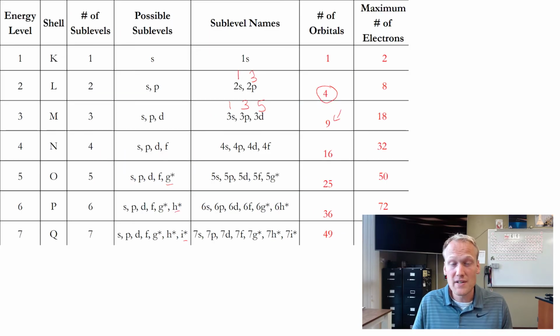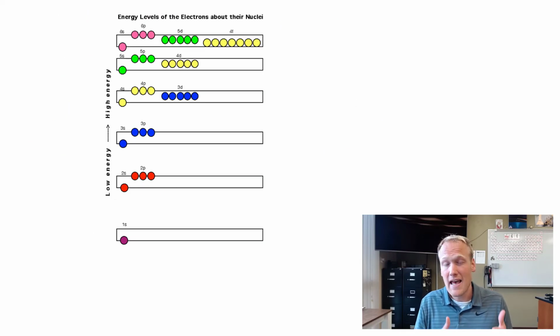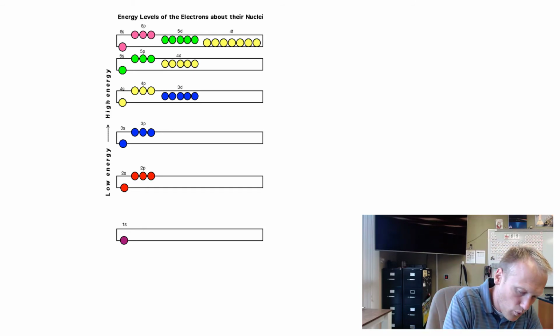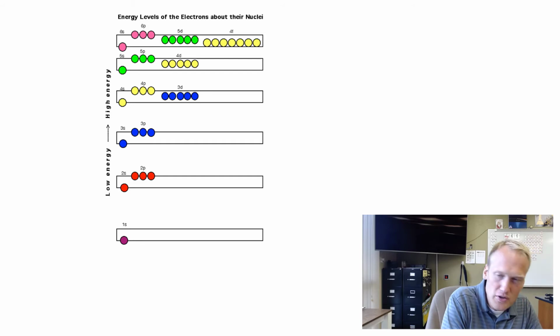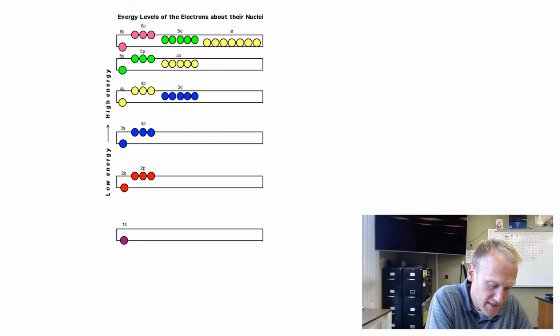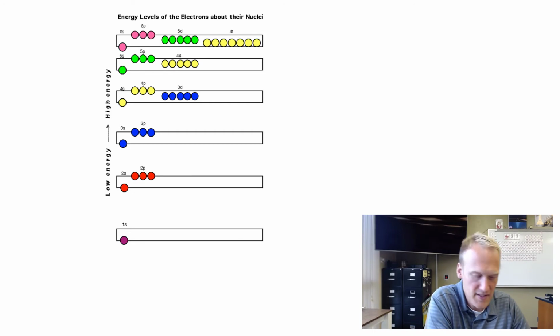So this is the last slide, and you can see how we've mapped out all 7 energy levels with their sublevels and their orbitals. There's another way to represent this that really helps us understand what's going on, and it looks like this. This is the same thing as the last slide. You can see we have the first energy level right here. This would be the closest one to the nucleus. We have 1s. This is the 1 orbital within 1s.